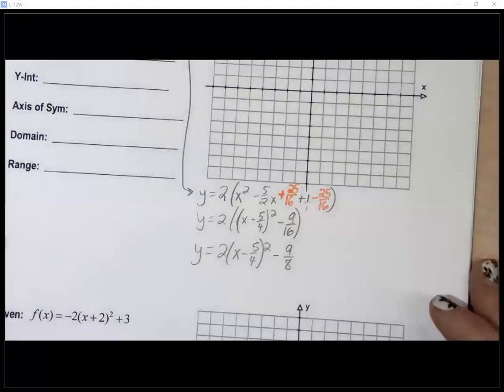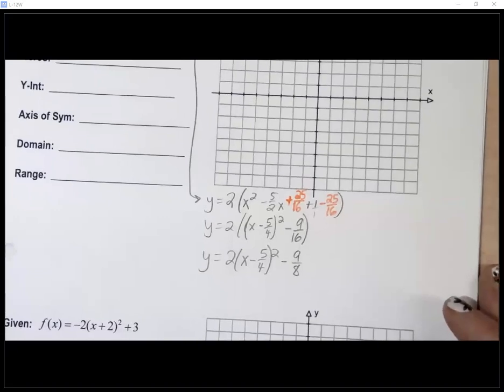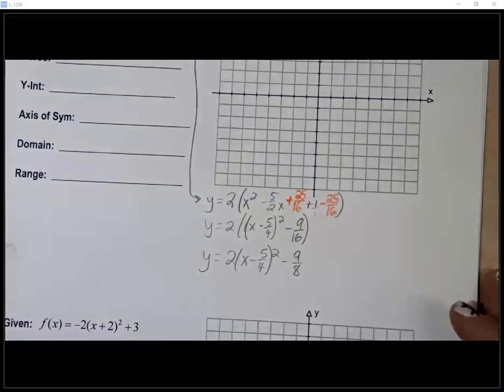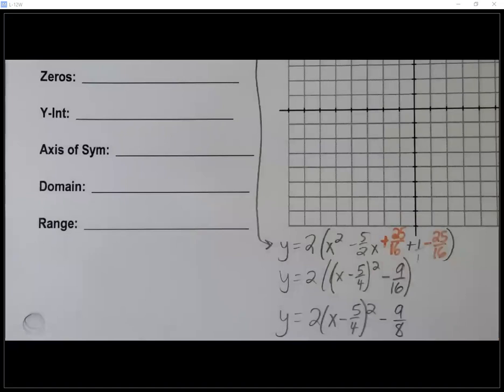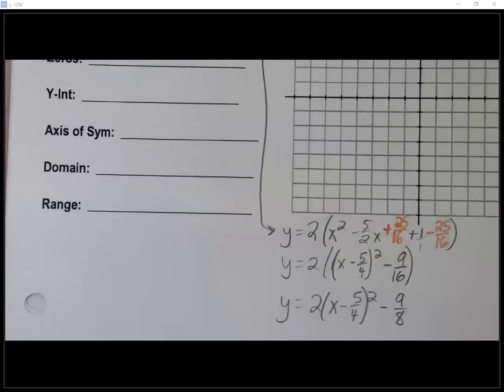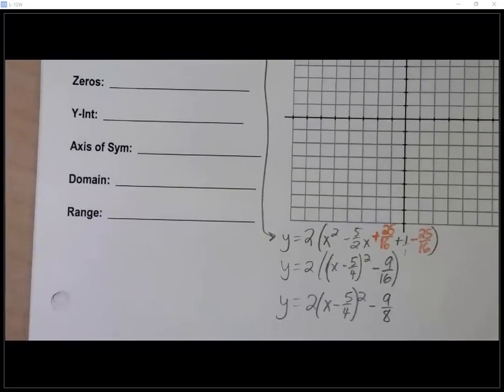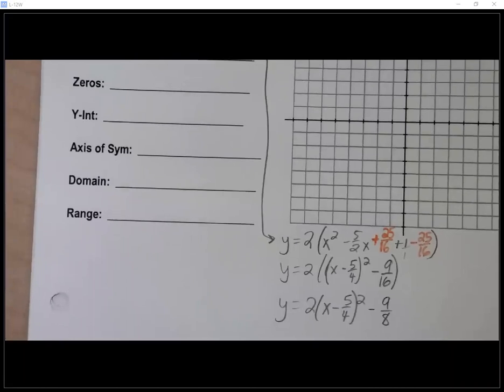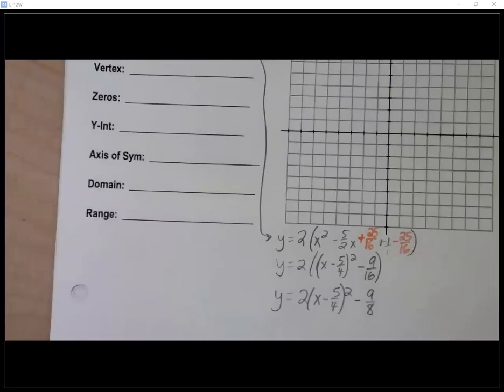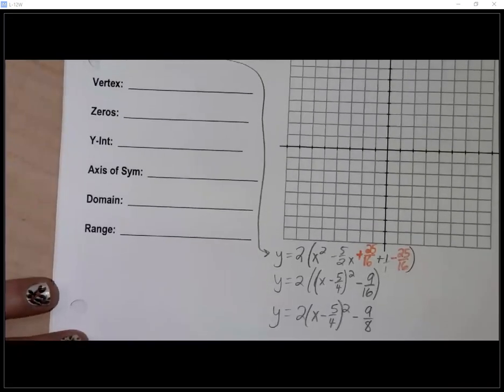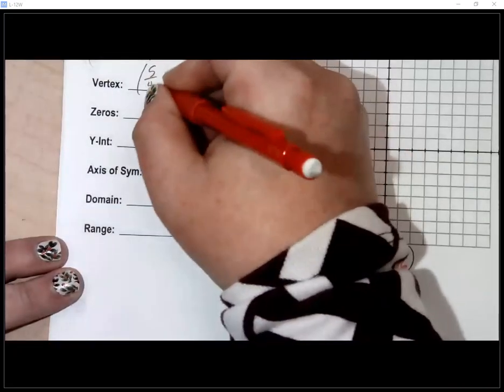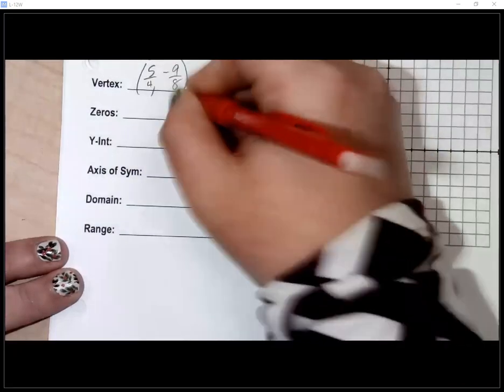Okay, cool. So now we actually have at least two of these answers. You can tell me what the vertex is now. Let me zoom in a little bit. Is that what everybody got? Okay, so where is the vertex? Yes, 5/4, comma, -9/8. So I've got that answer. 5/4, -9/8. I'm also going to plot that on my graph.